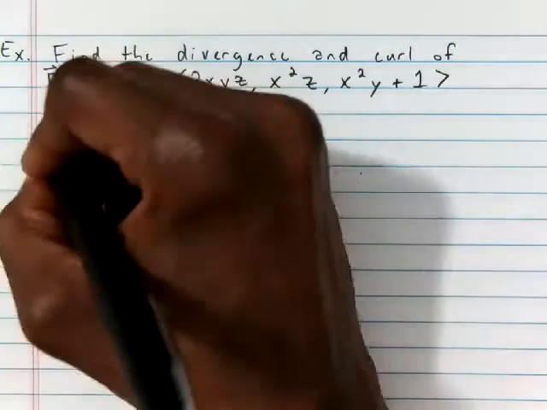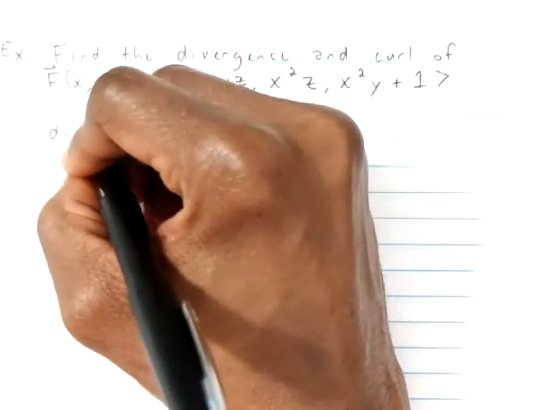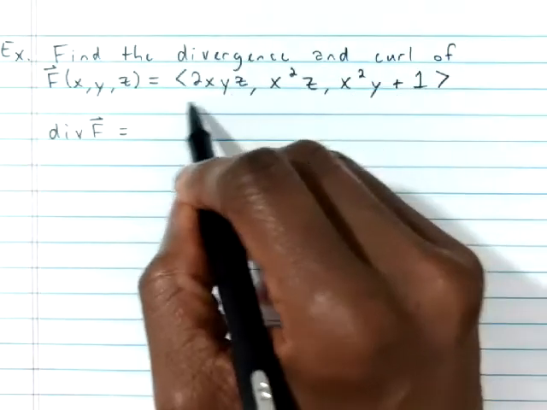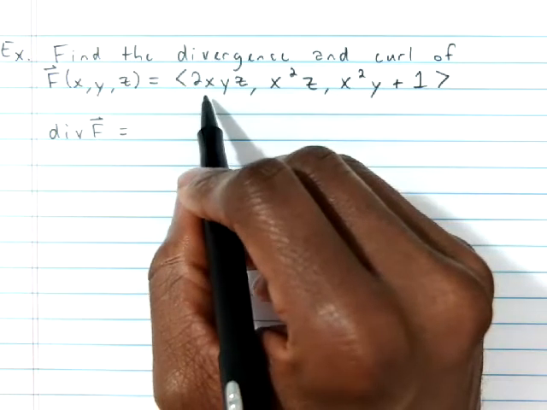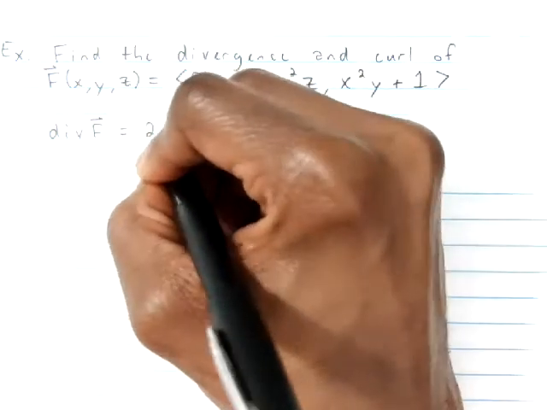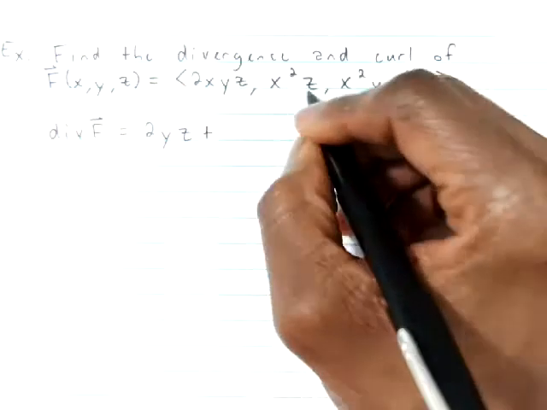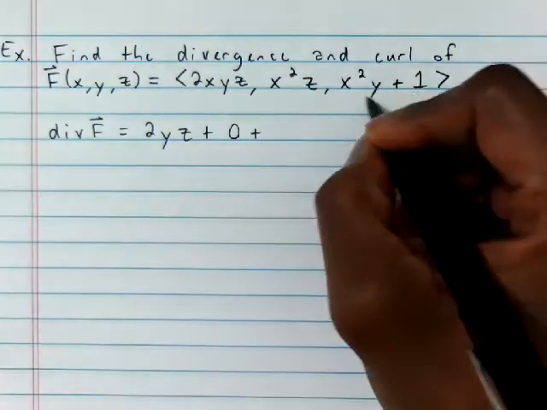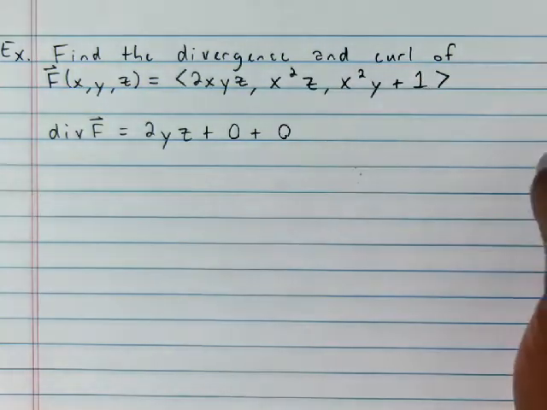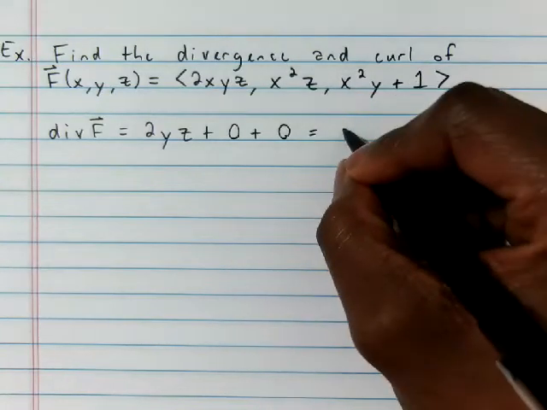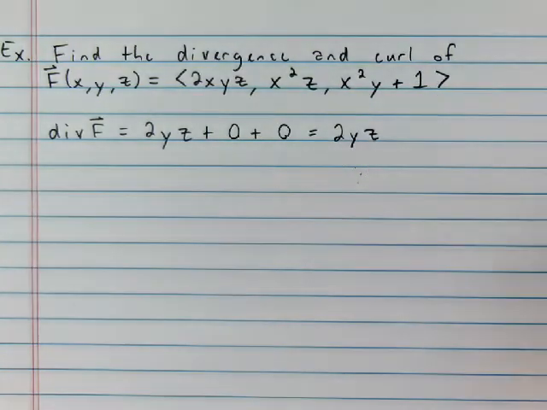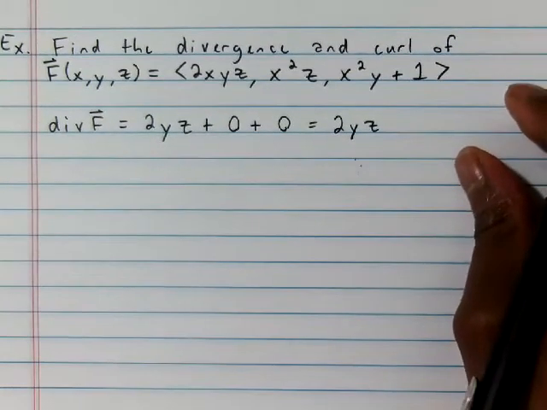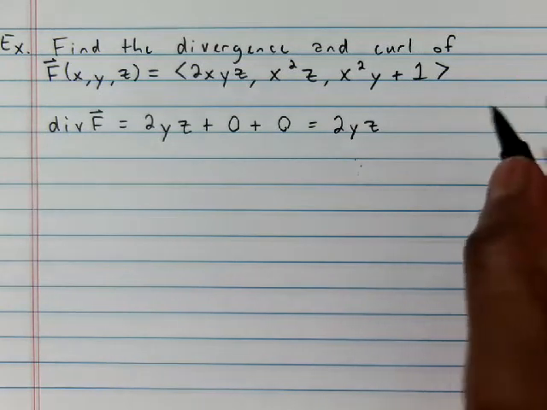All right, so first the divergence of F equals, so we take the partial of the first component with respect to x, which is just going to give us 2yz, plus the partial of the second component with respect to y, which gives us 0, plus the partial of the third component with respect to z, which also gives us 0. So our divergence is just 2yz. And we'll talk about the physical interpretation of divergence and curl later in chapter 15.